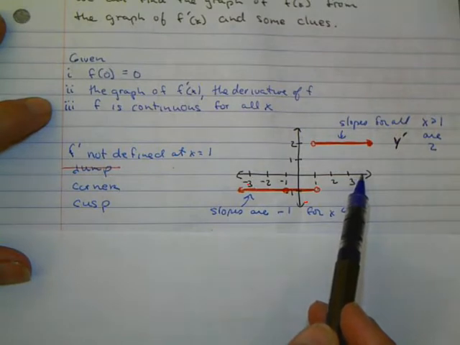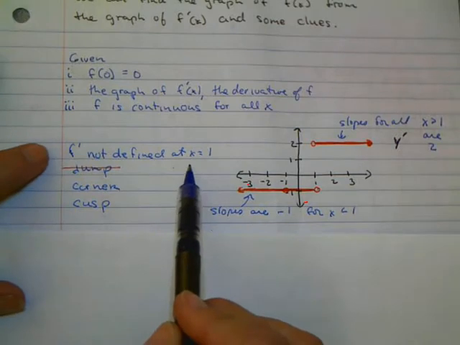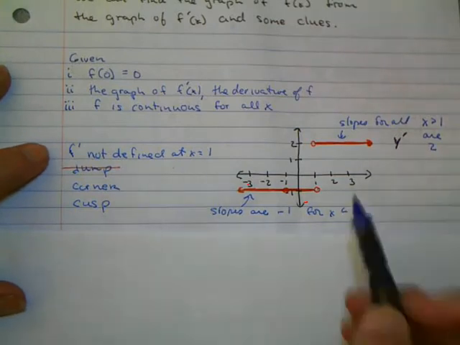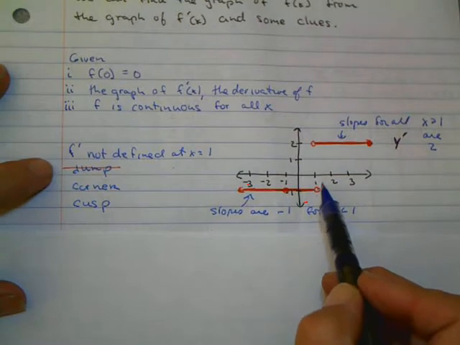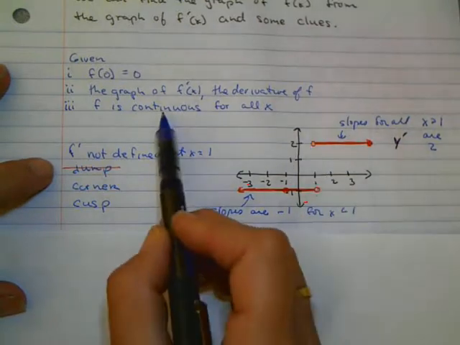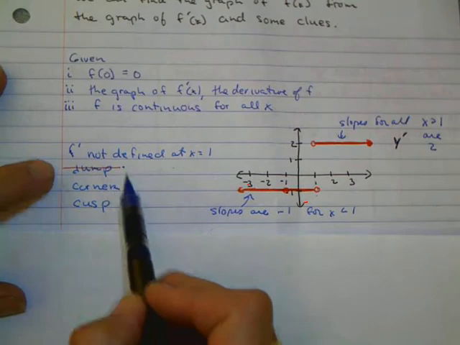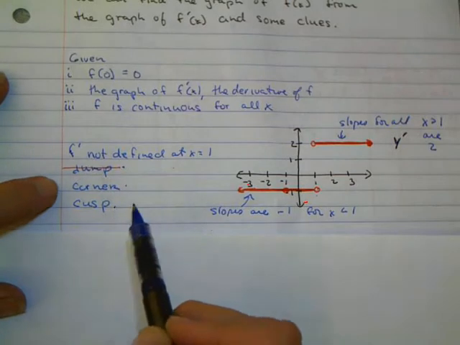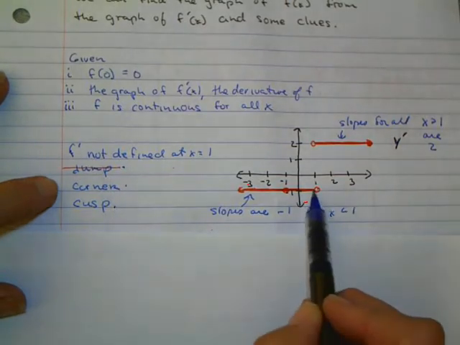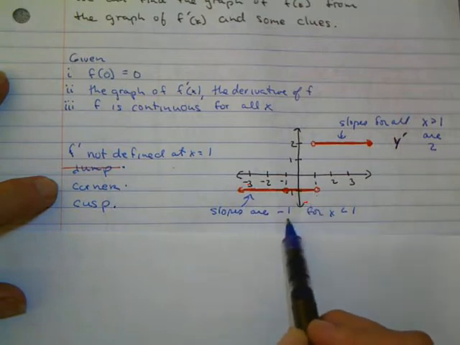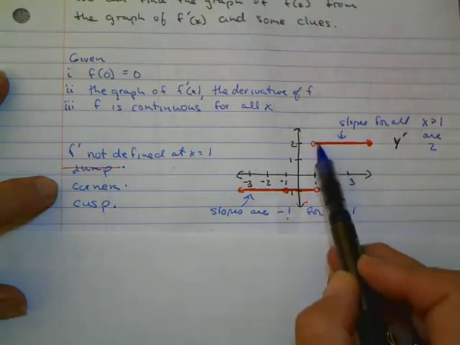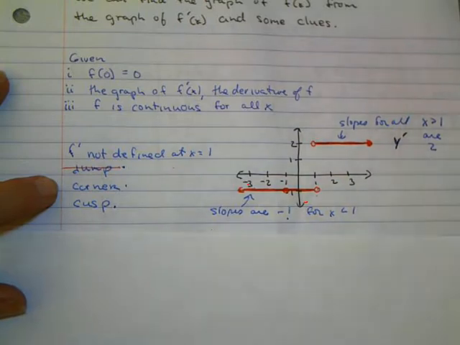So I know f prime isn't defined at x equals 1 because I've got these open circles. And f is continuous, so I know I don't have a jump there, but I could have a corner or a cusp. So I'm looking into that. I also know that the slope for all the x values less than 1 is negative 1, and the slope for all the x values greater than 1 is 2.